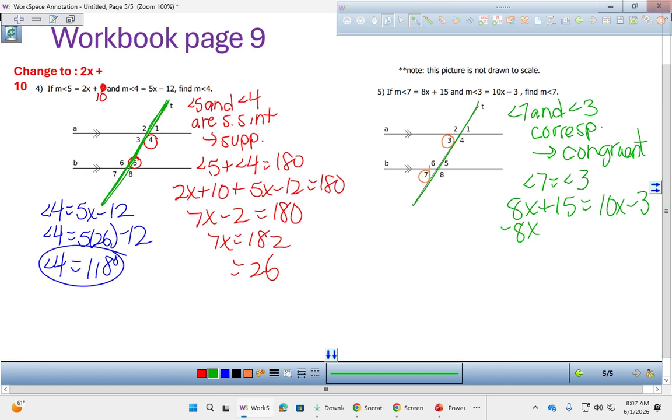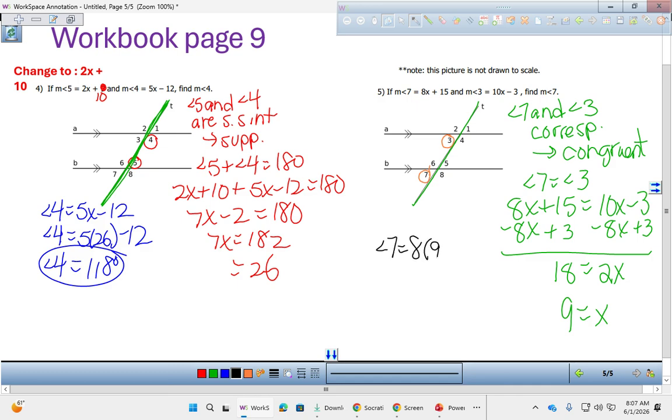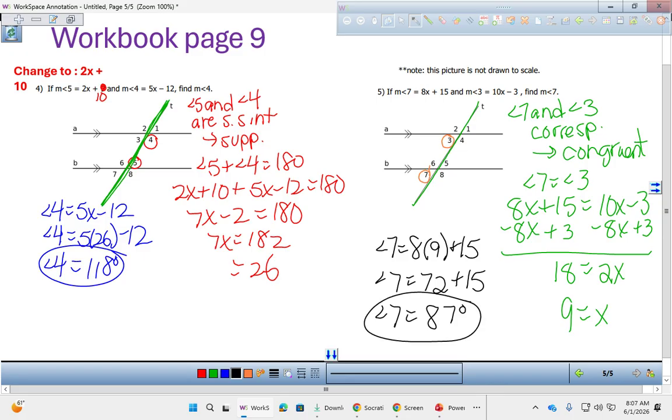I'm going to subtract the 8x from both sides and add 3 to both sides. The 8x's cancel out and I get 18. 10 minus 8x is 2x and the 3's cancel out. So if I divide both sides by 2, I end up with 9 equals x. This says we want to find the measure of angle 7. So 87 degrees for that one.